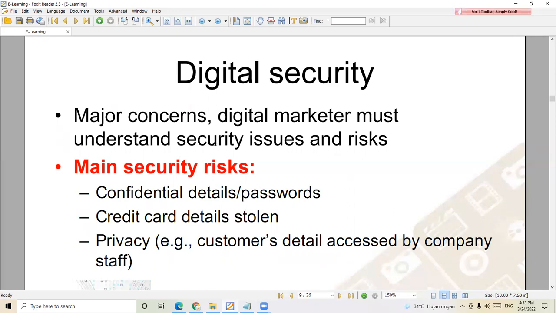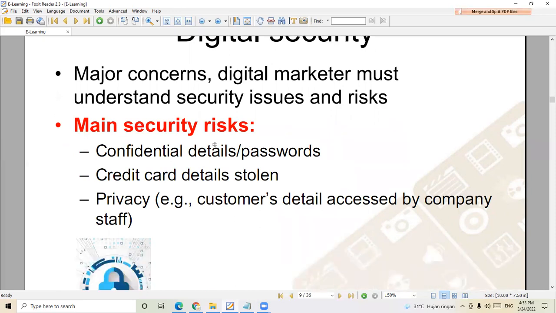So there are main security risks pertaining to digital marketing. First is related to confidentiality. Yeah, the data breach, right, and hackers who are able to steal our confidential data. Yeah, that's the security risk that the digital marketer should be aware of.